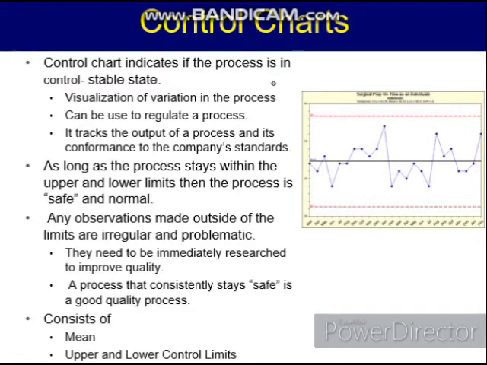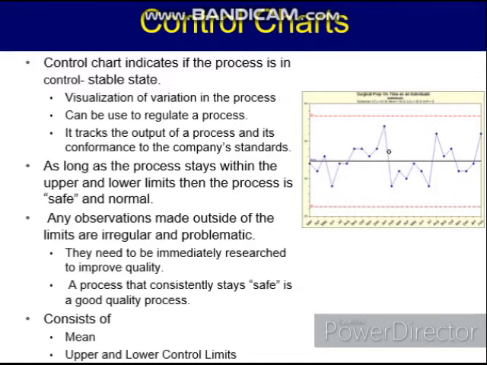So what are control charts for? Control charts indicate if the process is in a controlled, stable state or not. Basically, using the control chart, we can tell whether the process is stable or not. If it's not, there's something wrong with the process and we have to take action to correct the situation. Visualizations of the variation in the process can be used to regulate the process. It tracks the output of the process and its conformance to the company's standard. So this is what control charts can do.